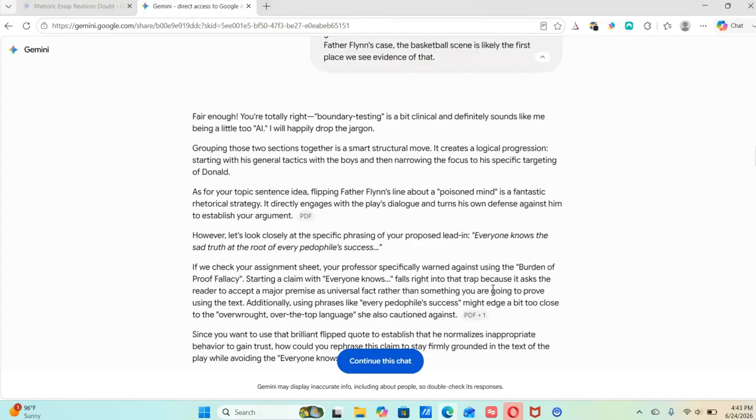And so notice how Gemini acknowledges that I was right about the boundary testing thing. It says, okay, I'll dispense with the jargon. We talk about grouping the two sections together, and we talk about my idea. But then it calls me out and it says, oh, but your line, everyone knows the sad truth at the root of every pedophile's success. So it basically calls me out, saying that I've made a burden of proof fallacy, which was warned against in the assignment sheet, and it claims that that falls into the burden of proof fallacy, which is not true.